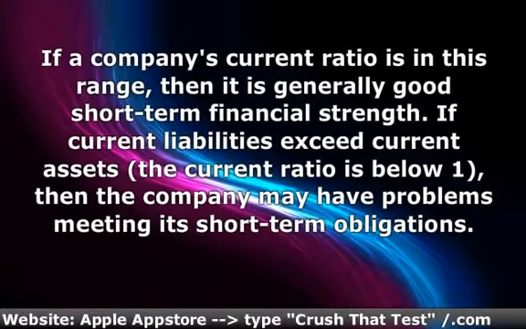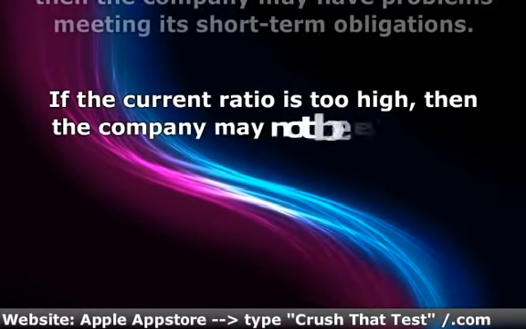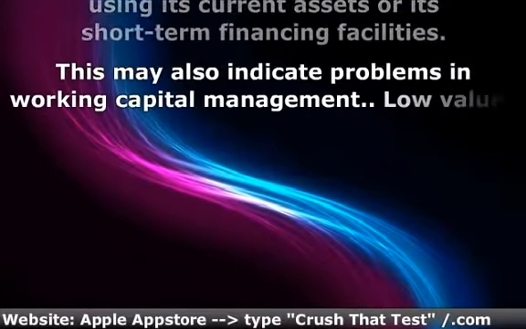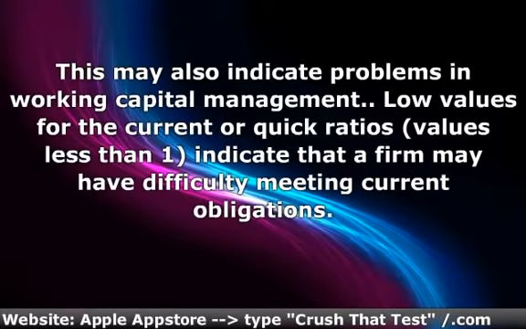If current liabilities exceed current assets, that is, the current ratio is below 1, then the company may have problems meeting its short-term obligations. If the current ratio is too high, then the company may not be efficiently using its current assets or its short-term financing facilities. This may also indicate problems in working capital management.